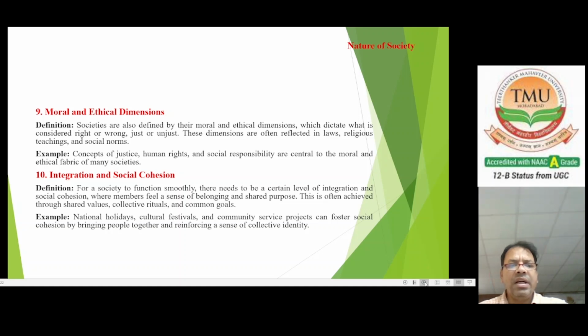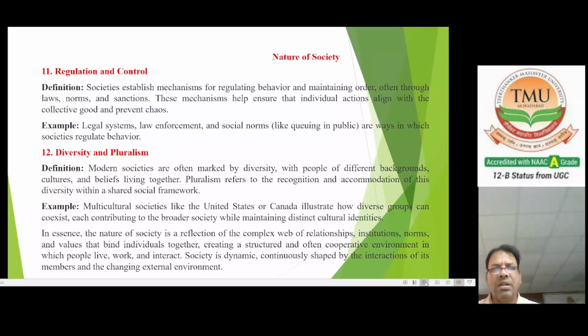Next is called the integration of social cohesion. For a society to function smoothly, there needs to be a certain level of integration and social cohesion where members feel a sense of belonging and shared purpose. This is often achieved through shared values, collective rituals, and common goals. For example, national holidays, cultural festivals, and community service projects can foster social cohesion by bringing people together and reinforcing a sense of collective identity. This is a very important part of the nature of the society.